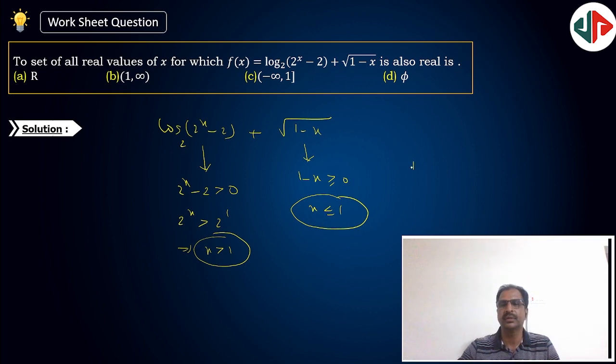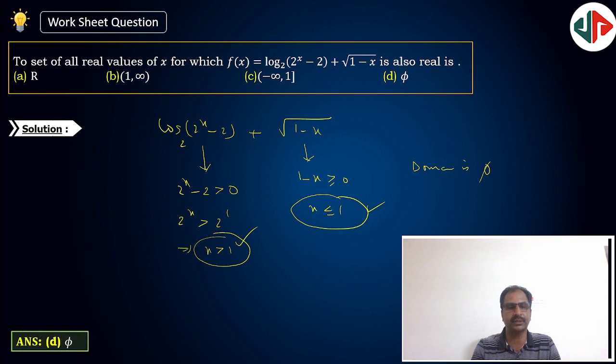So what is the domain? Null set. Because there is no intersection for these two. There is no intersection for x greater than 1 and less than 1. So domain is null set. Option D is correct.